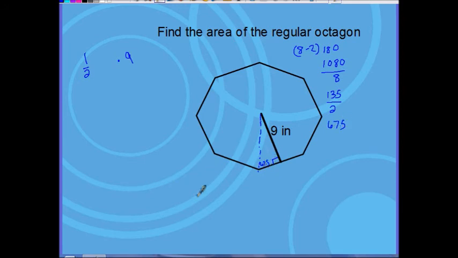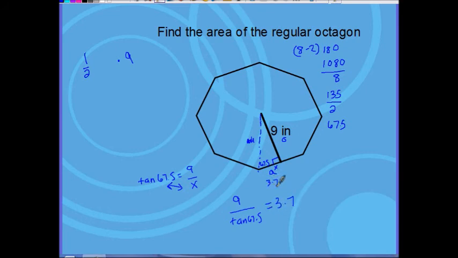We have to use trig. Label your sides: hypotenuse, opposite, and adjacent. We need to find out what that adjacent side is because that's going to help me find my perimeter. We're going to use tangent again. Tangent of 67.5 equals 9 over x. X is on the bottom, which means we need to switch it around. We get 9 divided by the tangent of 67.5, and let's type that in. That's going to end up giving me 3.7.